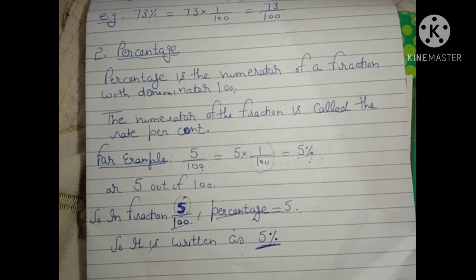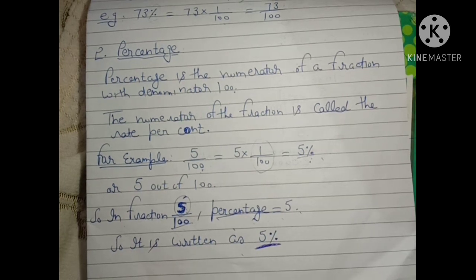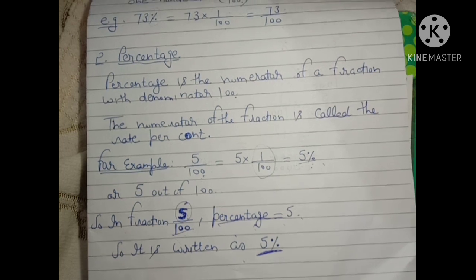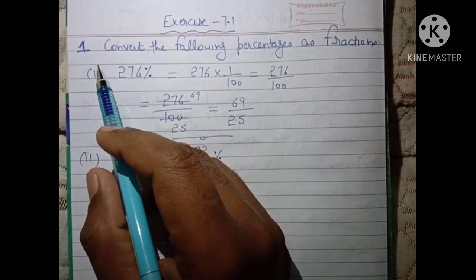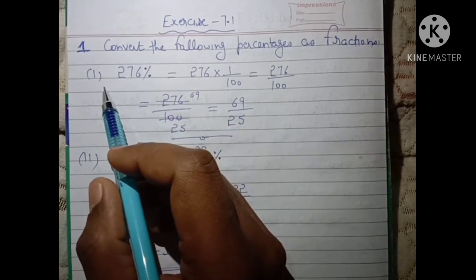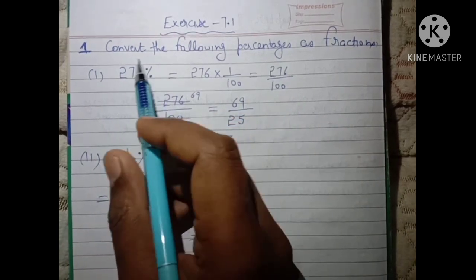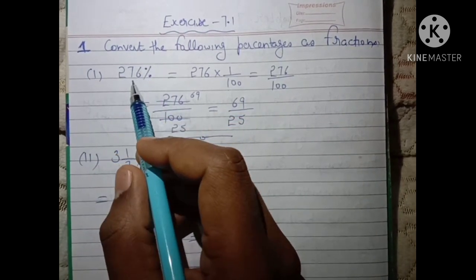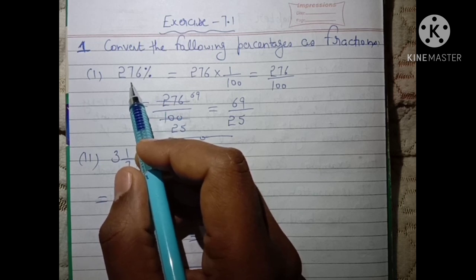The exercise is very simple. Now I am going to start its first exercise 7.1. Now see the first sum. Convert the following percentages as fraction. The first part, 276%, is given to us, and we have to convert this into a fraction. So how can we do this?